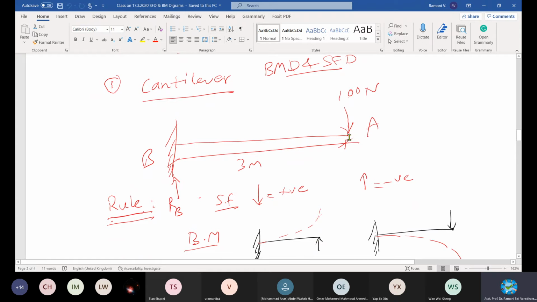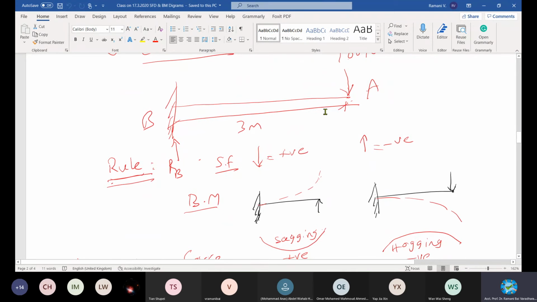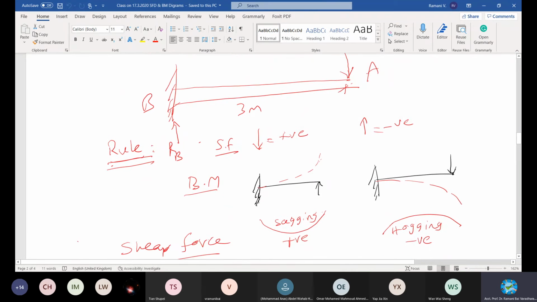The free end is subjected to 100 newtons. It may be the wall, it may be a person standing, or it may be any decorative item that they put at the corner of the portico wall or roof. The length is 3 meters. Come on, assume, then number one, you have to follow the rules.